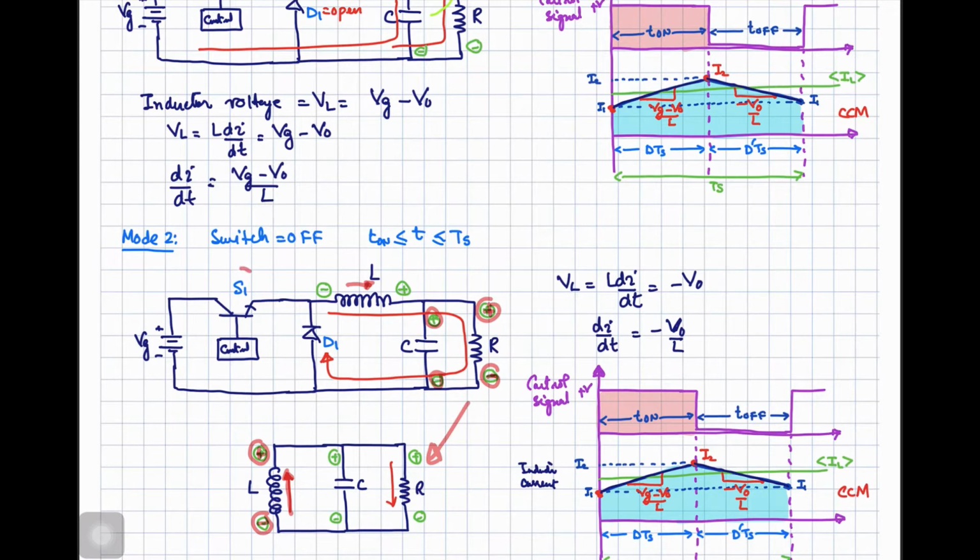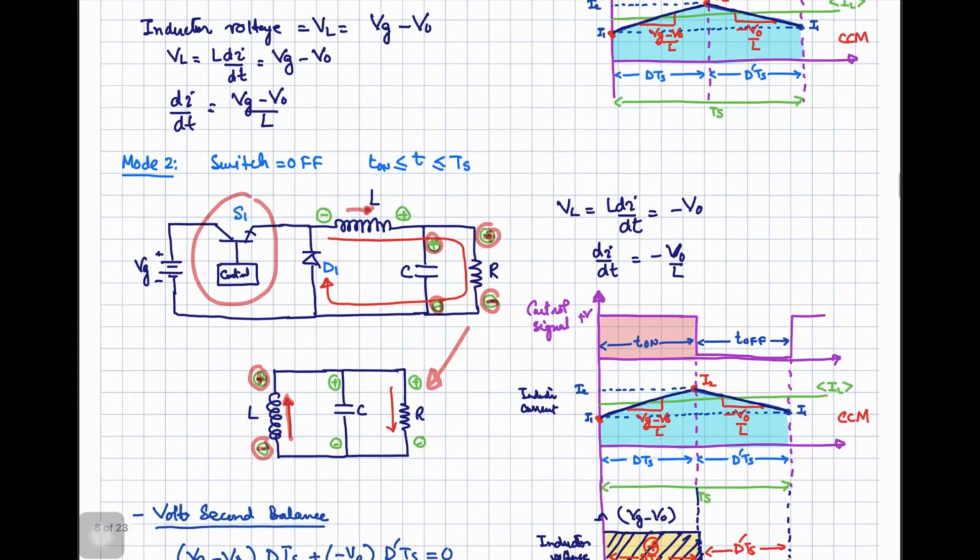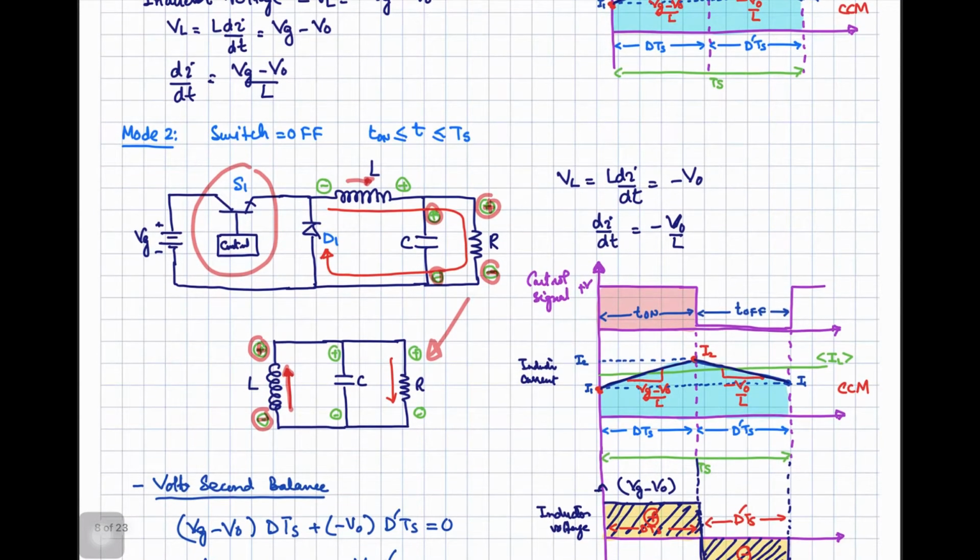In the first mode of operation your switch S1 was in the on state, in the second mode of operation your diode D1 is in the on state. So now the current in your inductor is continuous, and that current is divided into two parts over here. Some part will be going through the capacitor, some part will be going through the load, or the other possibility is that this capacitor will also be delivering energy to your load. So the loop may be like this, right?